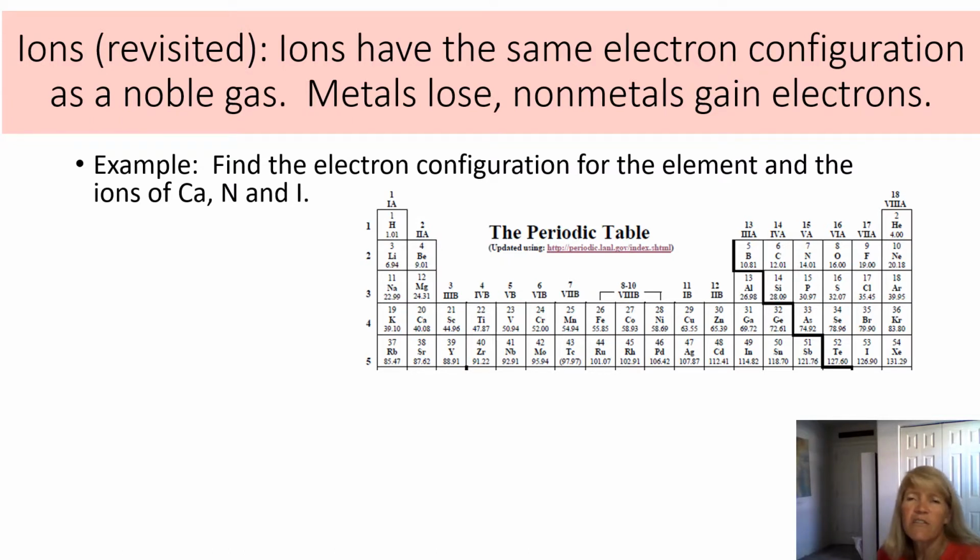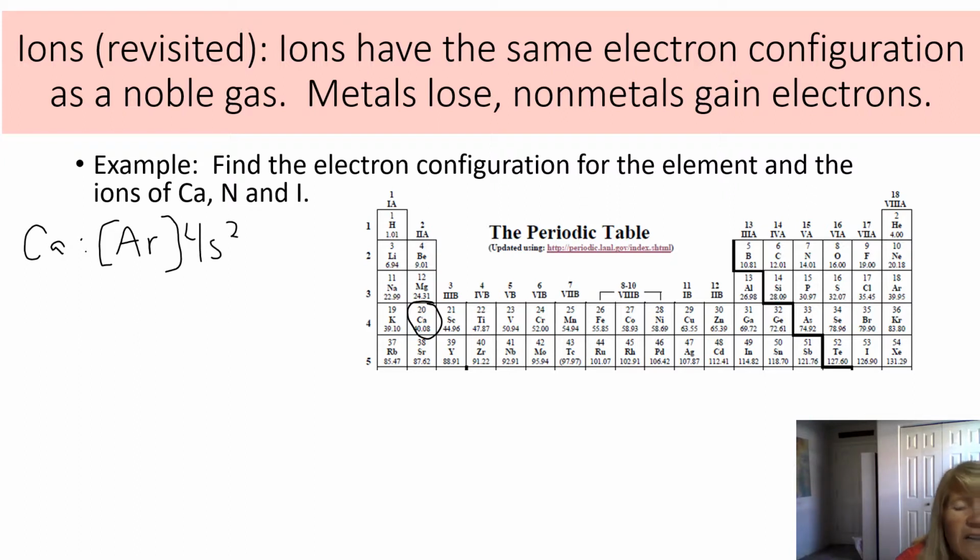Let's look at how electron configuration fits in with ions, okay? We talked a little bit about ions, that metals will lose electrons, nonmetals will gain electrons, and the goal is to look like the closest noble gas. So let's look at first calcium. Let's think about its electron configuration and what would it do if it became an ion. So here's calcium right here, okay? If we did the noble gas shorthand, it would be argon and then 4s2. That's calcium.